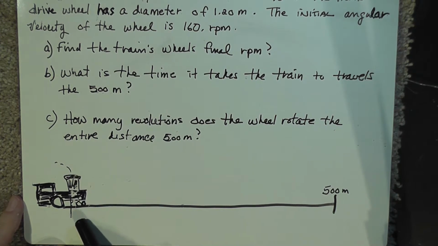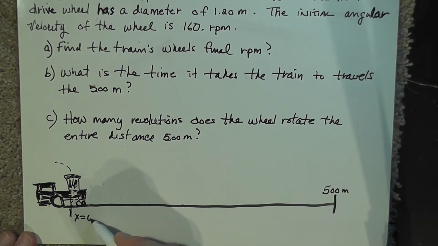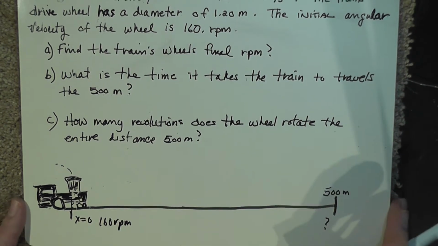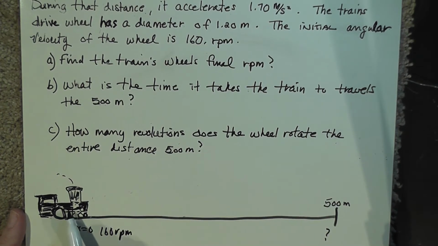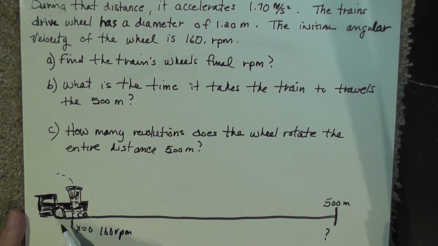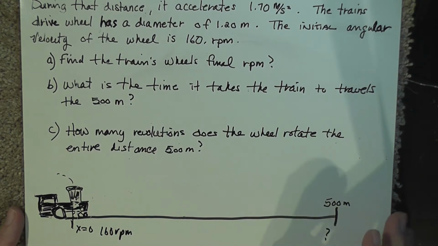The first thing, it wants us to find the RPM of the train's drive wheel at the 500 meter mark. We know what it is here at the 0 mark, x equals 0. We know that it is 160 RPM. But we need to find out what it is here. Part B, we want to find out how long it takes the train to go from x equals 0 to x equals 500 meters. And then part C is we want to know how many revolutions the train's drive wheel makes during that displacement.